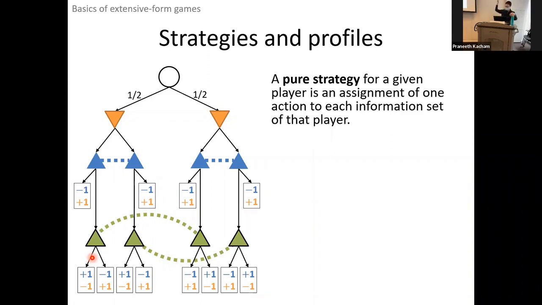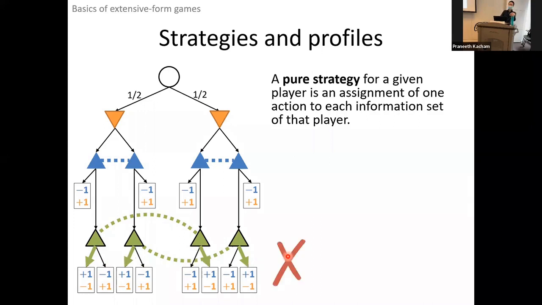Yes, let me go one step farther and then hopefully I'll clarify something. So here is a pure strategy for the green player down here. And what we notice is that the green player must play the same action at both nodes in their information set. So this is an information set for green, and green must play left. Must play the same action here and the same action here.